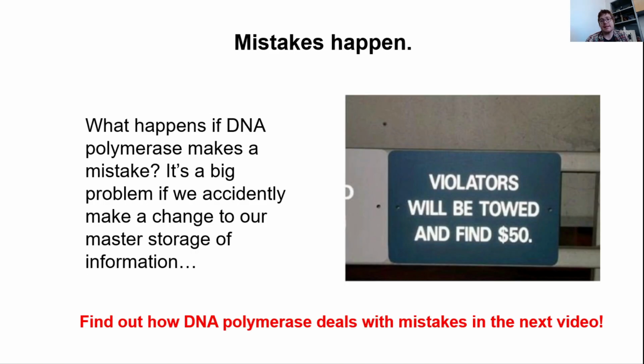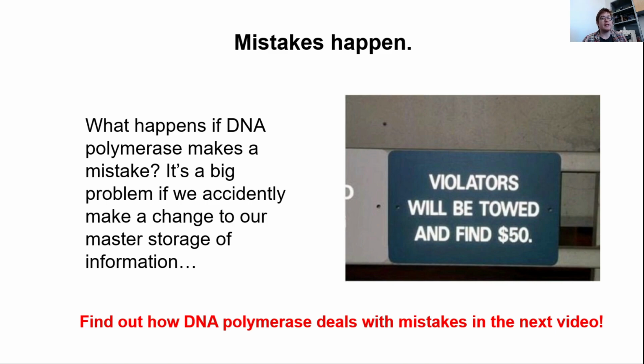Now, this process in the cell is actually very fast and very accurate, but mistakes will happen. That is, the polymerase will not always add the correct nucleotide. And so what happens if DNA polymerase makes a mistake? Obviously, it's going to be a huge problem if we start messing up the contents of our genomes, because those are where the genes live. They're what encode protein sequences.